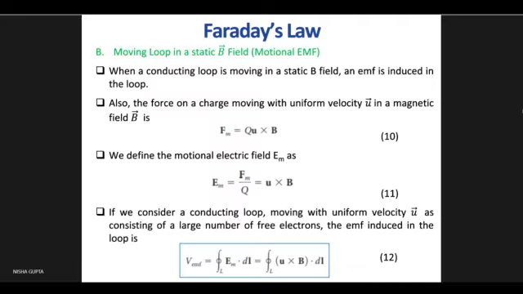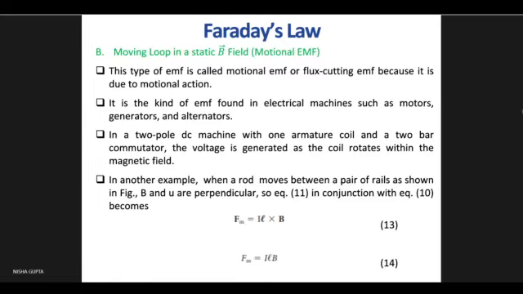Now what we find is that this type of EMF is known as the motional EMF or flux cutting EMF, because it is due to the motional action, where the loop is moving and the field is static. It is the kind of EMF mostly found in electrical engineering, like in electrical machines such as motors, generators, and alternators.